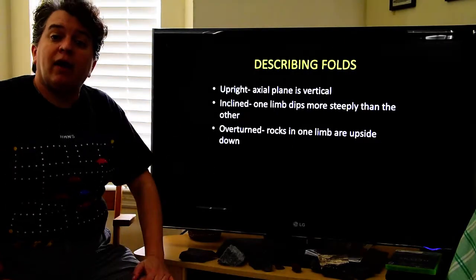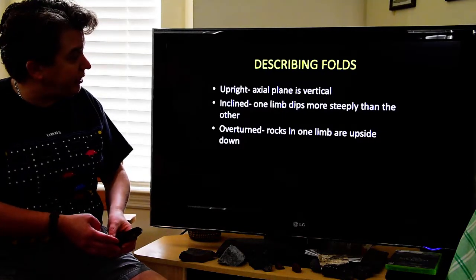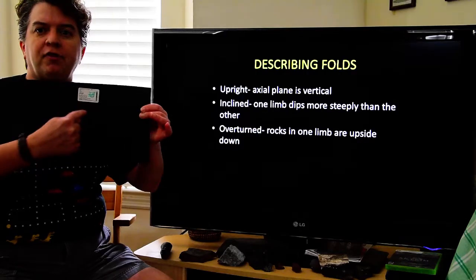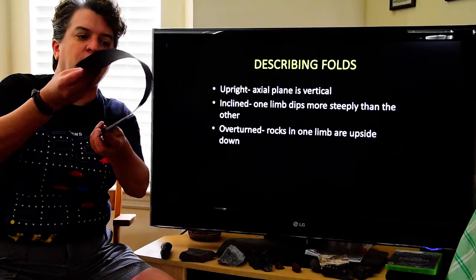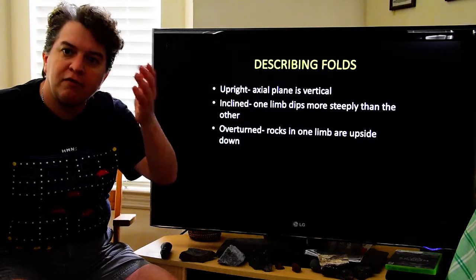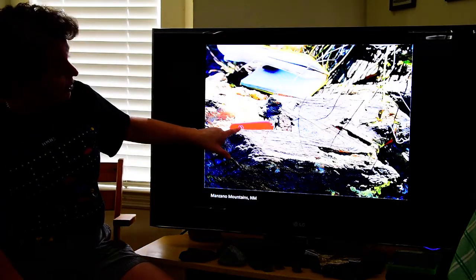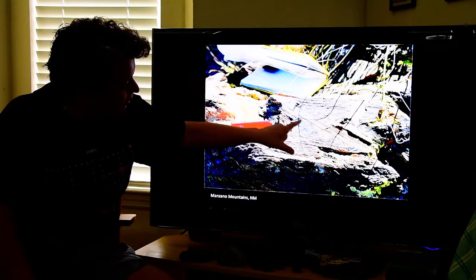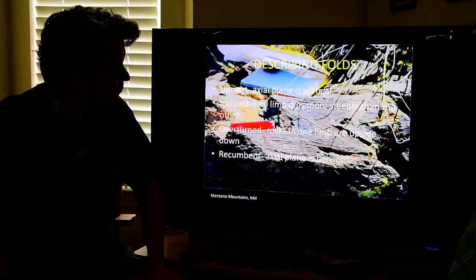You can also have overturned folds, and that's where the rocks in one limb are upside down. So let's say this is the top, right? This fold could end up getting folded so much that what was the top is now upside down. And we can see that right here. Let's say this layer was the top. Well, when we get over to here, it's upside down. So that would be an overturned fold.